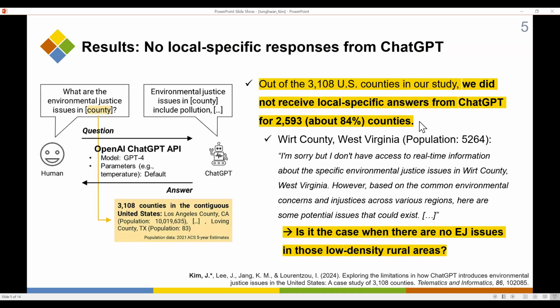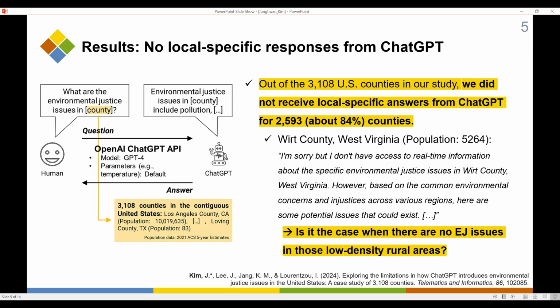So let me share the results from my previous studies with a more systematic approach. In this study I conducted in 2023 with the GPT-4 model, I used OpenAI's API and asked ChatGPT to answer environmental justice issues of each county in the United States, and I repeated this for about 3,000 counties. The result that I found very interesting is that for about 84% of counties, ChatGPT does not provide any local specific response, saying that it does not have access to real-time information.